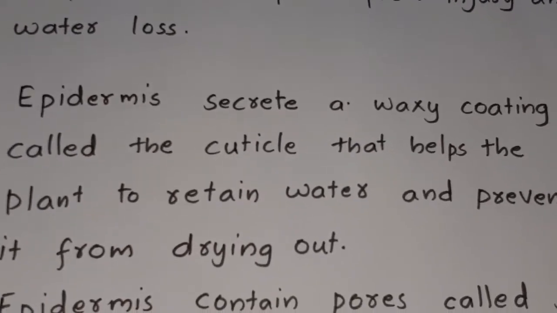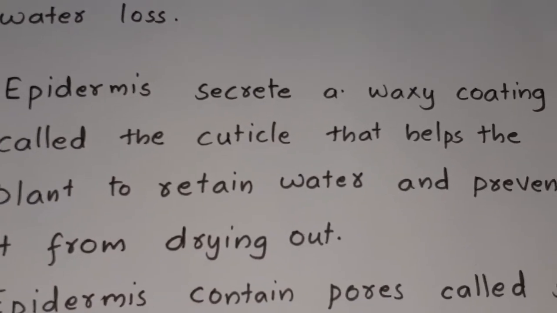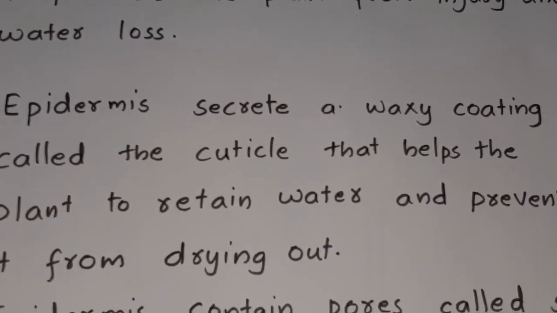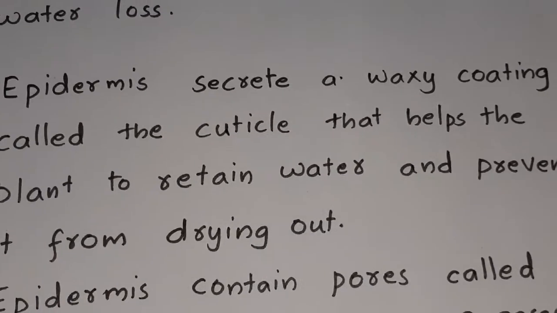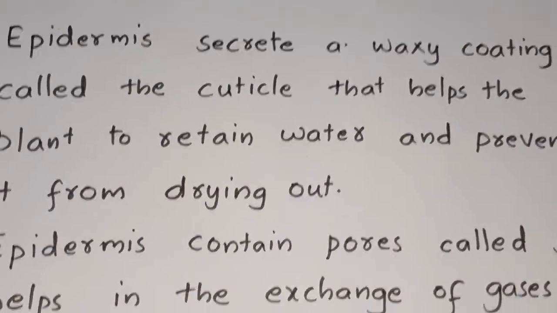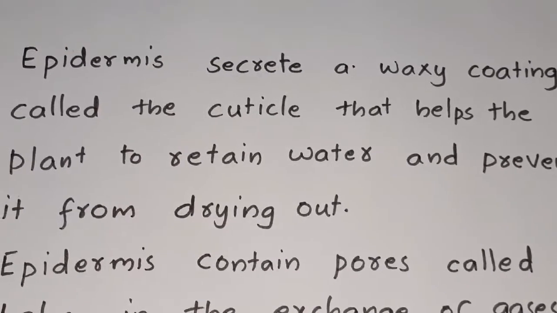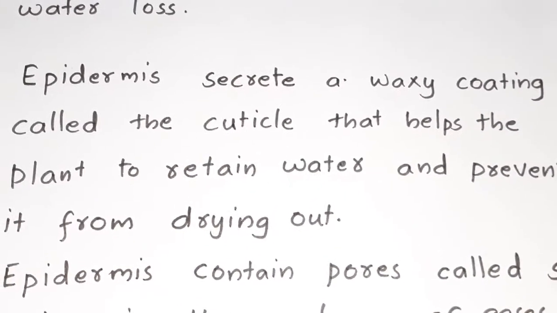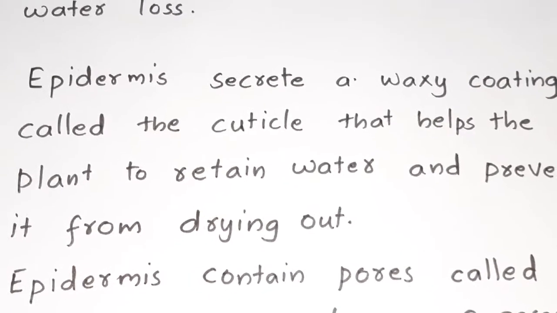Now the next point: the epidermis secretes a waxy coating called the cuticle that helps the plant to retain water and prevents it from drying out. So what are the functions of the cuticle? It helps the plant to retain, hold water, and prevents it from drying out. Mainly in desert plants, the rain is very rare, the availability of water is very low. At that time, the plant needs to preserve water in its body.